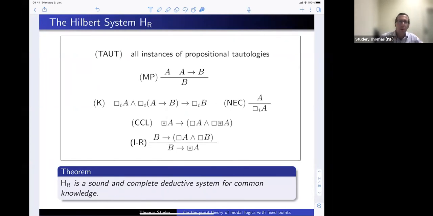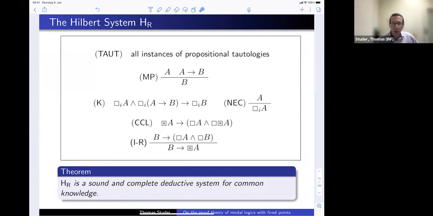To obtain a sound and complete Hilbert-style system for common knowledge, we have the usual system for modal logic. Here, I just use K as our underlying logic, because I'm mainly interested in the fixed point things and not so much in whether we have S4 or S5. So we have K and necessitation for all the agents.